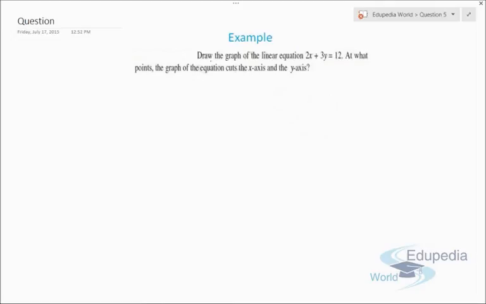The question says you have to draw the graph of the linear equation 2x plus 3y equals 12, and find at what points the graph cuts the x-axis and y-axis. Clearly we have to draw the equation, so we need 3 points to draw the graph. The equation is 2x plus 3y equals 12. Let's assume first x equals 0. So we get 2 into 0 plus 3y equals 12, so 3y equals 12 and y is 4. So the first coordinates are 0 and 4.